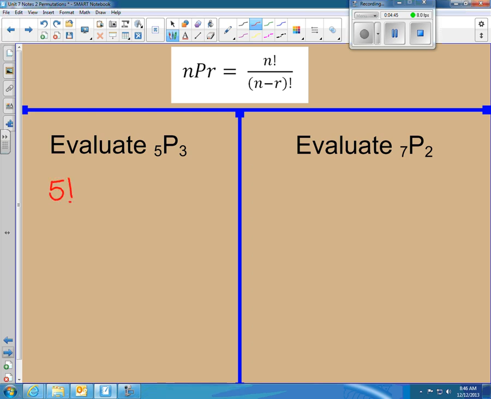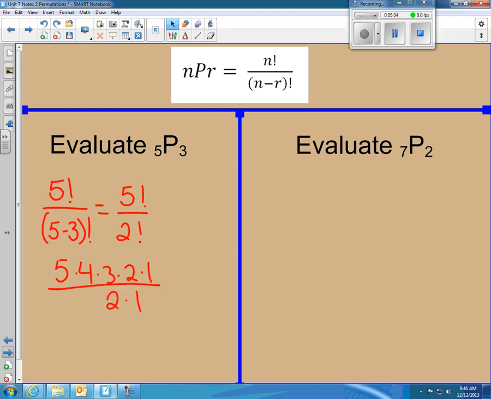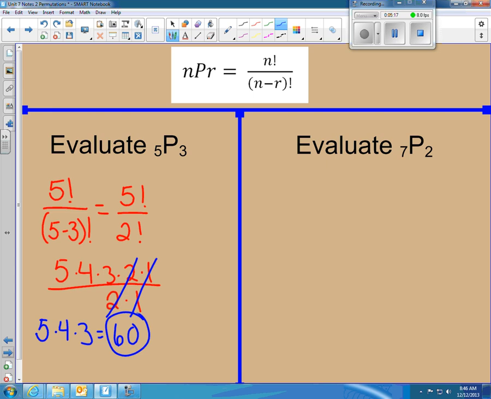All right, so we're going to evaluate 5 choose 3. So we have 5 factorial over 5 minus 3 factorial. Well, 5 minus 3 is going to give us 2 factorial in the bottom. So let's write that out because we know how to do that. We have 5 times 4 times 3 times 2 times 1, and 2 factorial is going to give us 2 times 1. Well, we know how to simplify fractions, and if we have something in the top that matches the bottom, we can cancel that. So now we're left with 5 times 4 times 3, which gives us 60. We have 60 different choices to choose from when we have 5 choose 3.